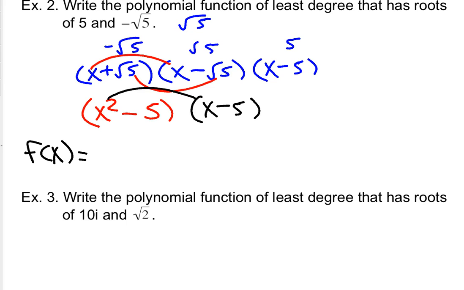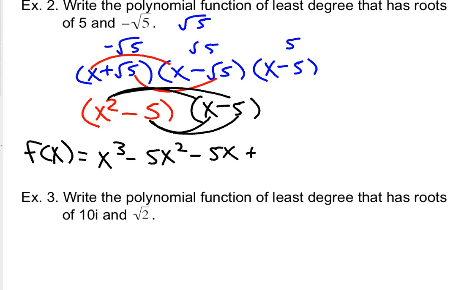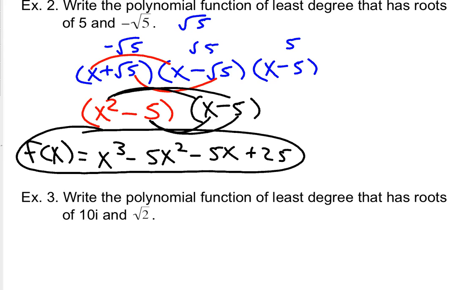X squared times x is x to the third. X squared times negative 5 is negative 5x squared. Negative 5 times x is negative 5x. And negative 5 times negative 5 is positive 25.